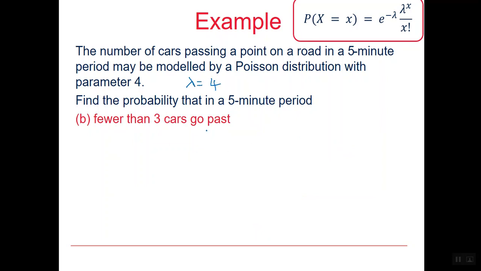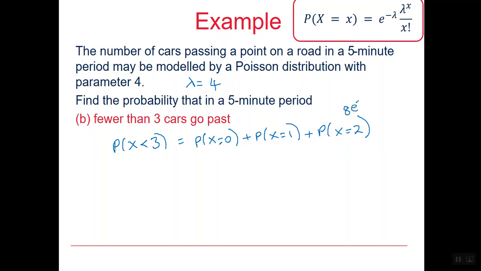If fewer than 3 cars go past, that means that 0 cars, 1 car, or 2 cars could have gone past. So we can write it like this. The probability that x is less than 3 would be equal to the probability that it's 0, 1, or 2. Now we already know what the probability of getting 2 is because we did it in part A, and it was 8e to the minus 4. So we already know that. Let's look at 0 and 1.